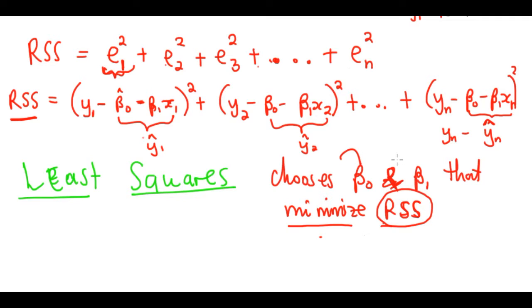And so our least squares is going to choose the beta naught and the beta 1 that minimize that error, that distance between actual and our prediction, which is our RSS, right? Because our RSS is composed of those residuals here. I think that makes sense. So how does it do that?